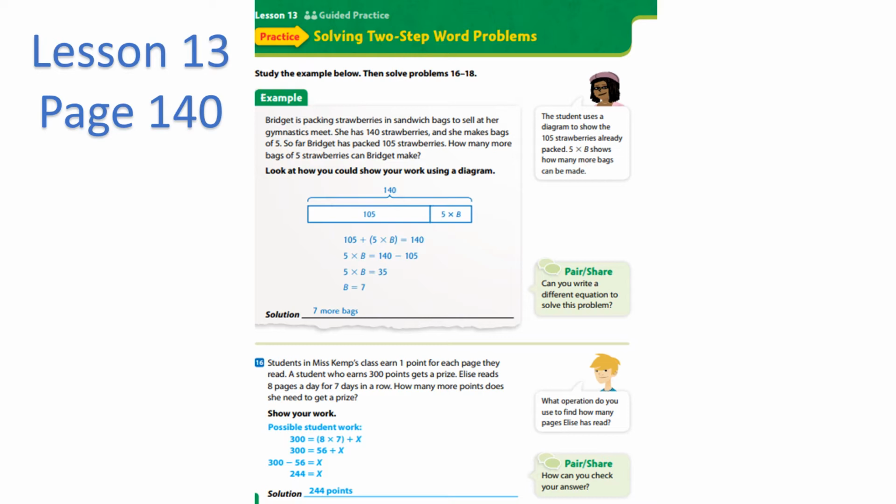Now we can solve the equation 5 times B equals 35. And we know from previous lessons that 5 times 7 would equal 35. So now we know that Bridget can pack 7 more bags. Your B, that unknown, is going to equal 7. So 7 more bags would be our solution to our problem.